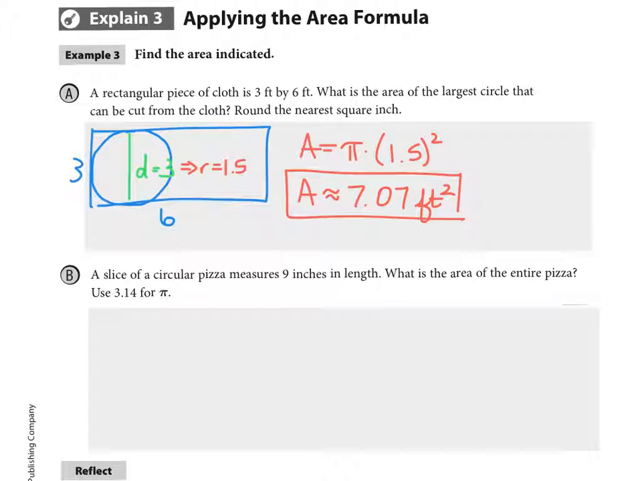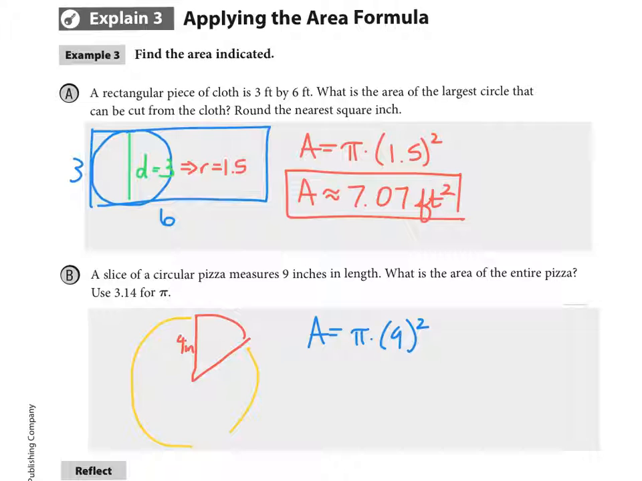All right, our second question says, a slice of circular pizza measures 9 inches in length. So we've got a piece of pizza that measures 9 inches on each side. If you think about that, if we've cut that from a circle, then that 9 is going to be the radius. So if I want to find the area of the entire pizza, the area equals pi times radius squared, so that's pi times 9 squared.